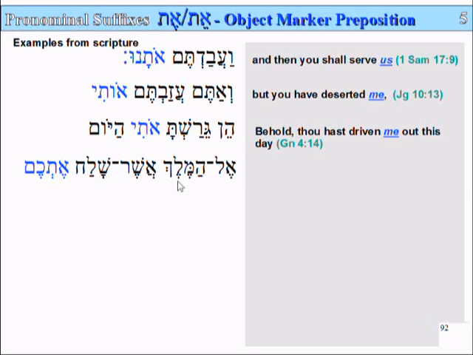Al Hamelech Asher Shalach et Chem. To the king, Al Hamelech, which sent, Asher Shalach, et Chem, you. That's you, plural. To the king who sent you. Al Hamelech Asher Shalach et Chem, you. Next example.